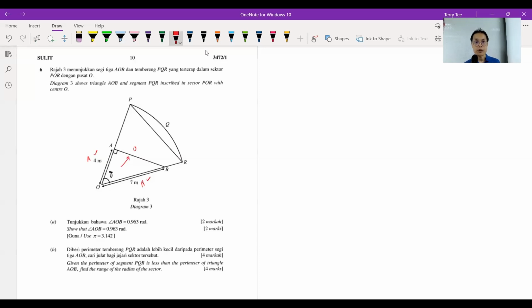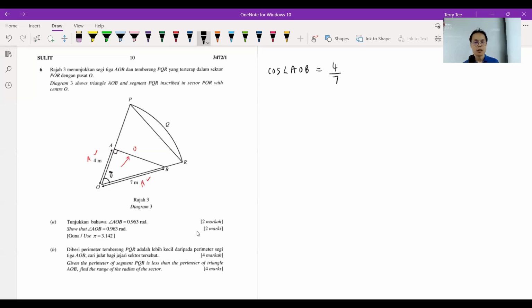Whenever you're given a right angle triangle and you want to find the angle, given the length of the sides, we can use SOHCAHTOA, sine, cos, or tangent. In this case, since I know A and H, I have to use cos. Cos angle AOB is your adjacent 4 over hypotenuse 7. So use your calculator.